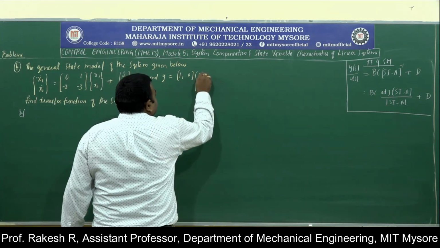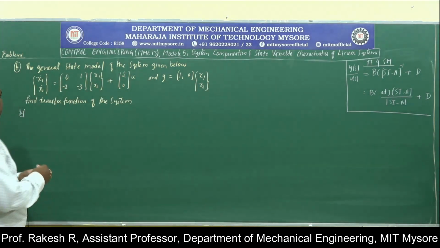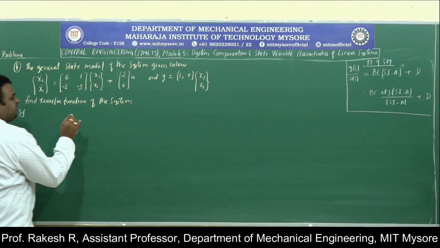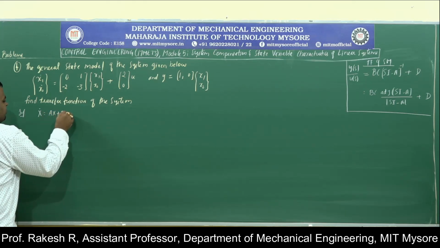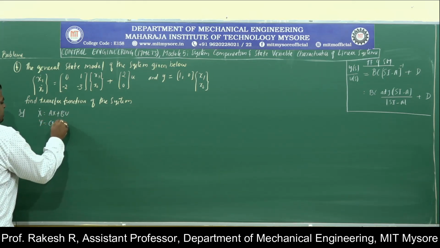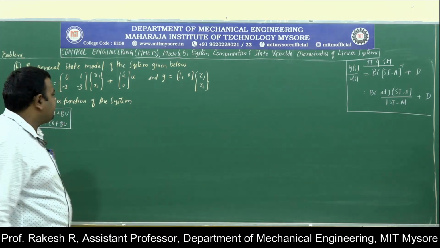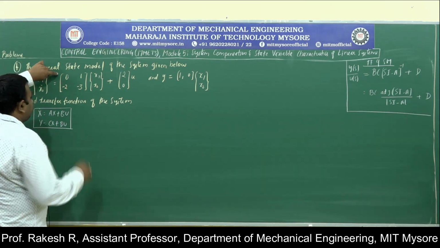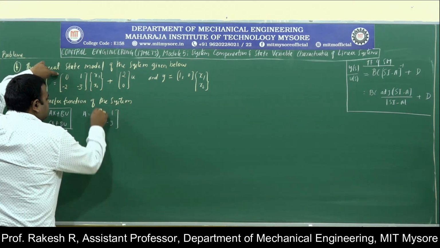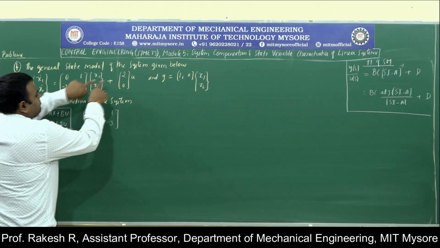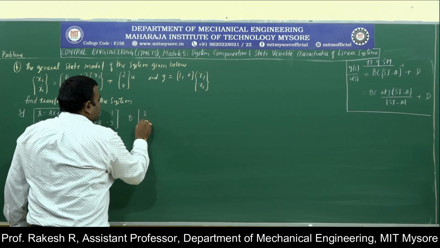After 1, 0 it should be x1, x2. There is no D term here. So this is in the form of x dot equal to Ax plus Bu, y is equal to Cx plus Du. So this also you have to remember. I will extract the data. What is A? A is nothing but 0, 1, minus 2, minus 3. So x dot will be equal to Ax plus Bu. Then what is B? B is nothing but 2, 0.